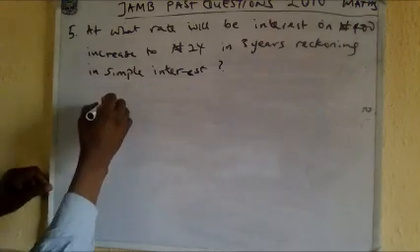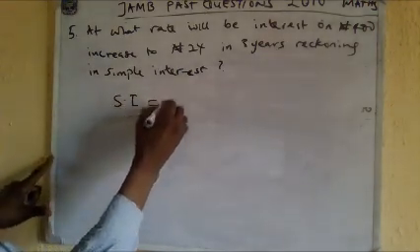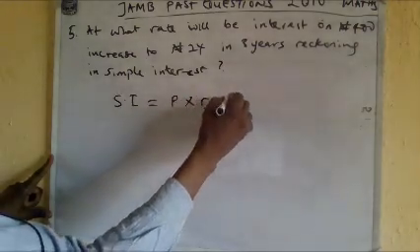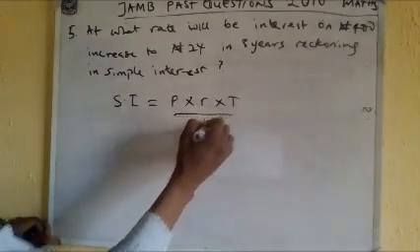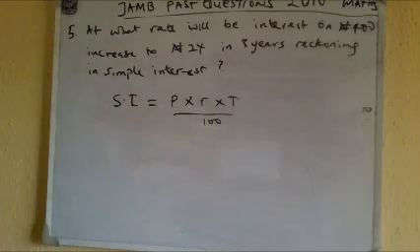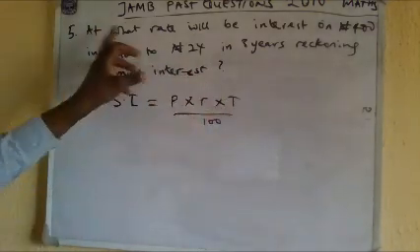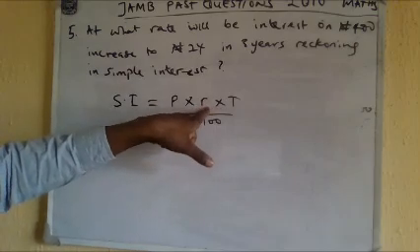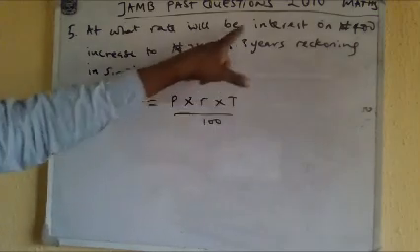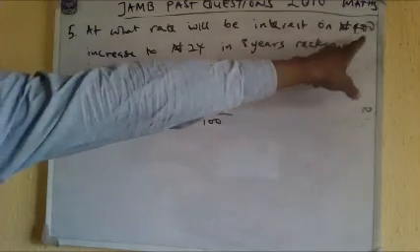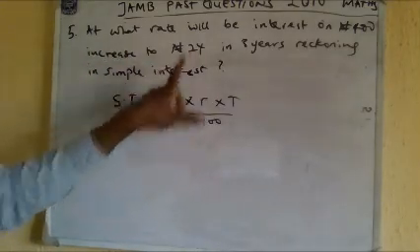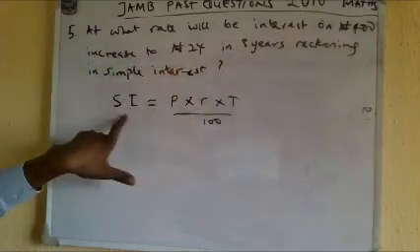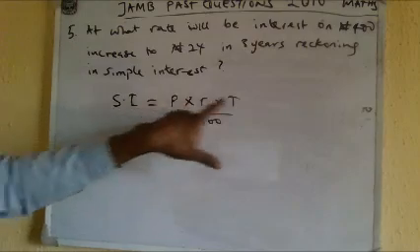So simple interest SI is given as principal times rate times time. Principal times rate times time. The rate is in percentage, or you can say all over 100, but the rate is in percentage actually. So from this question, we're told, at what rate? So that will be R. Understand? The interest on 400, 400 is the principal. Understand? Increase to this. So on this 400, there was an interest of this. So this is the interest, simple interest, and the time is 3 years.